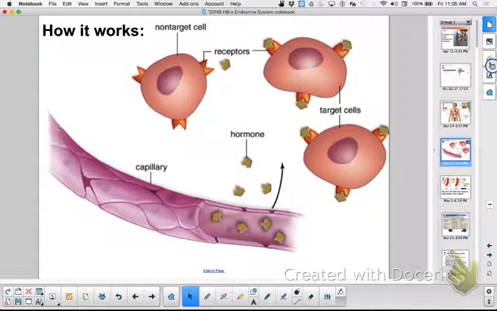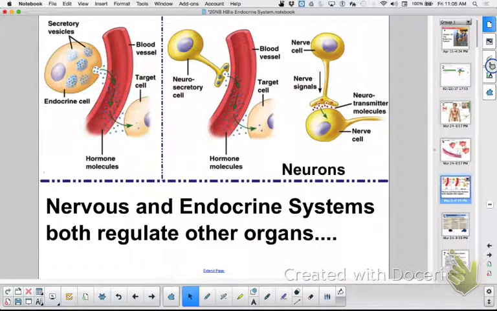All right, so the nervous and endocrine systems are both going to work to maintain homeostasis in our body. They work a little bit differently. So we're seeing an endocrine cell from a gland secreting into the blood. Blood carries it, and it gets picked up by a target cell. Now go all the way to the other side, neurons.